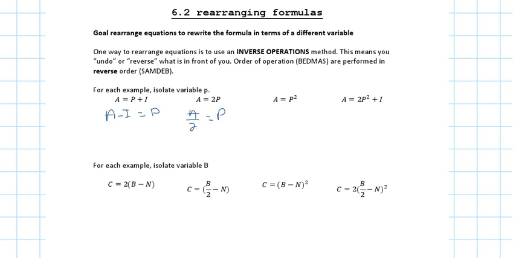A equals P squared. Square root of A equals P. Right? Technically, you're square rooting both sides. You're getting rid of the square. Right? That's why you get that. Okay? A equals 2P squared plus I. What's the first thing I want to get rid of? The I. So you bring the I over, it becomes A minus I equals 2P squared. Then what do you do after that?